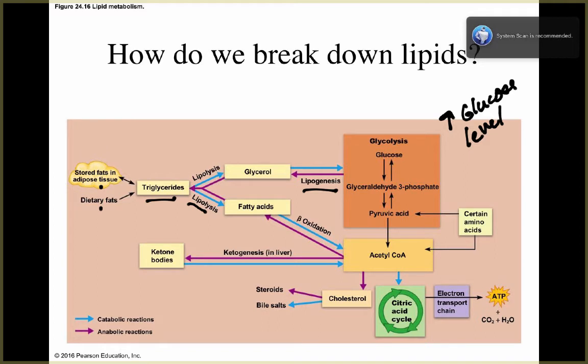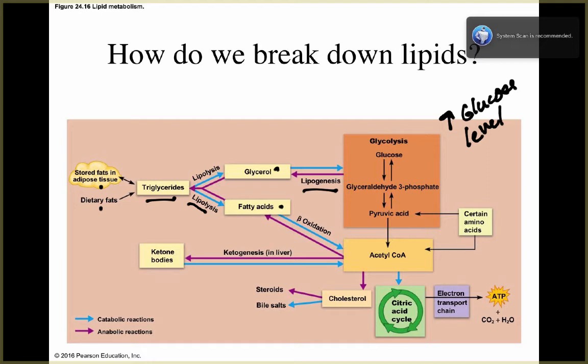So when you have high glucose levels, lipogenesis will happen. So dietary glycerol and these fatty acids that are not needed for energy, if they're not needed, are stored as triglycerides. 50% is stored in adipose tissue. The other 50% is deposited in other areas. So basically, if we need to, we can take these and feed them into glycerol.